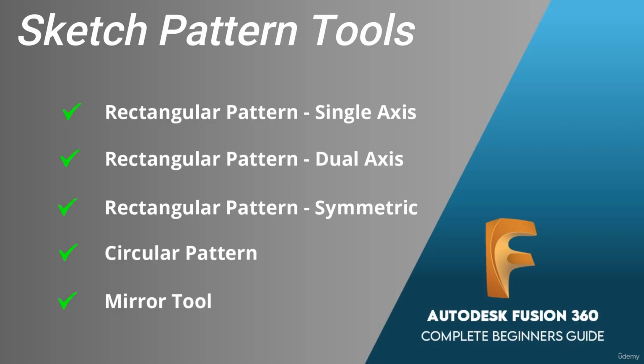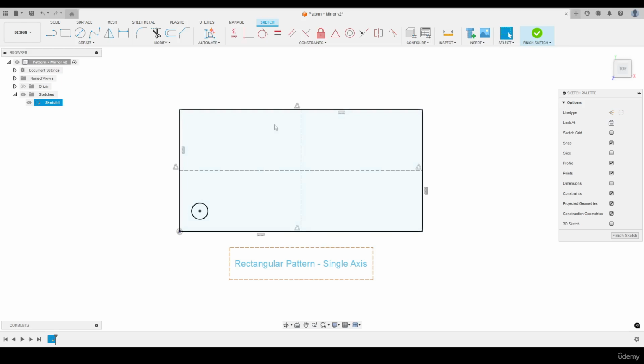In this lecture, we will study the various pattern tools, including the rectangular patterns, single, dual, and symmetric, the circular pattern, and the mirror tool. So in Fusion, I've done some sketches to help me demonstrate these. First of all, we're going to start with the rectangular pattern on a single axis.